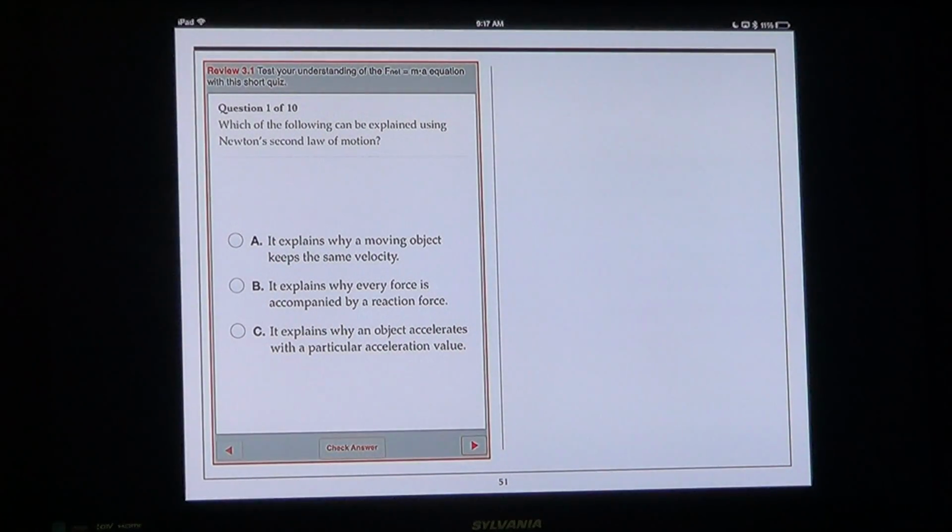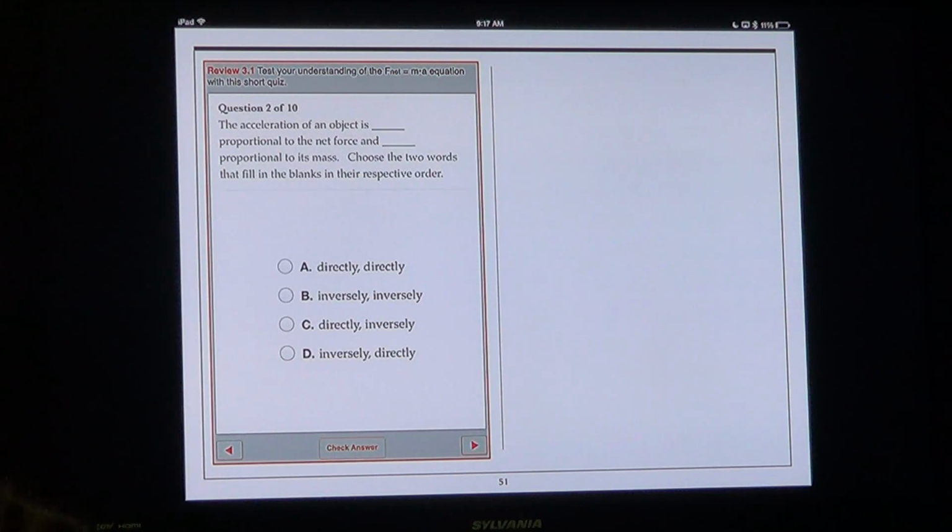Good. Which of the following can be explained using Newton's second law of motion? Does it explain why a moving object keeps the same velocity? Why every force is accompanied by a reaction force? Or why an object accelerates with a particular acceleration value? C. Good. The acceleration of an object is blank proportional to the net force and blank proportional to its mass. C.